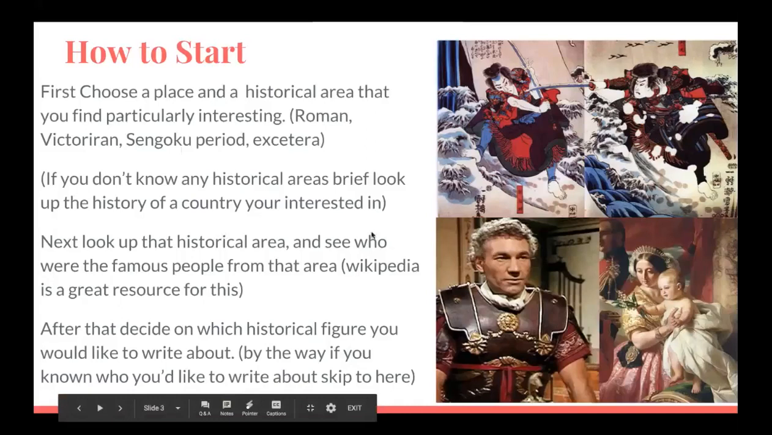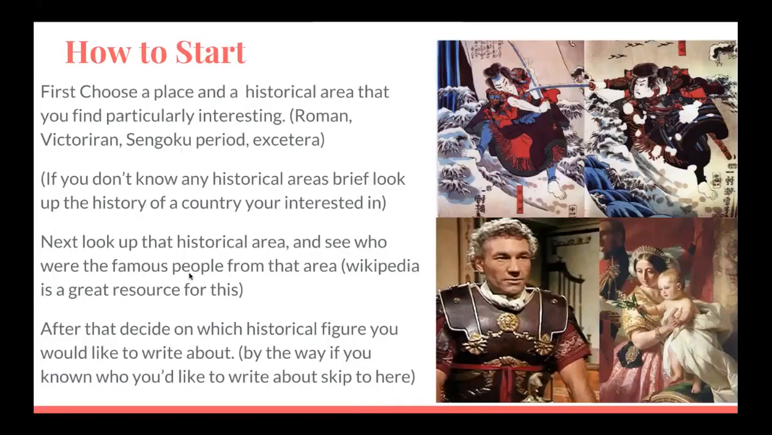After you found the historical era, once again, Wikipedia is a great resource for this to get a general idea. Then you want to decide on what historical figure you'd like to write about. So bring up this historical period, look it up, see who were the big movers and shakers during this period, who were the men and women who changed history, and look over them and see which one interests you most. Then when you have an idea of that, then start researching. By the way, if you already know who you want to write about, that's fantastic.